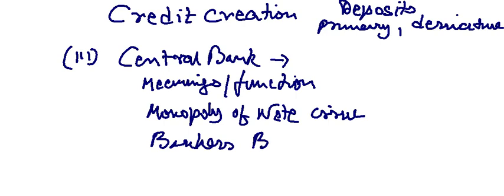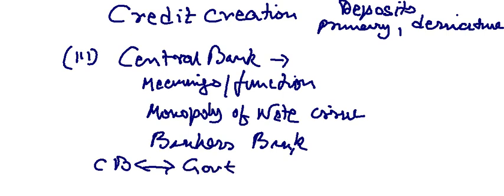It is a bank to the banks. Okay, this is what it means. Then you have banker, agent and advisor to the government, how the central bank is related to the government. This is important, its role when it comes to its role with the government.